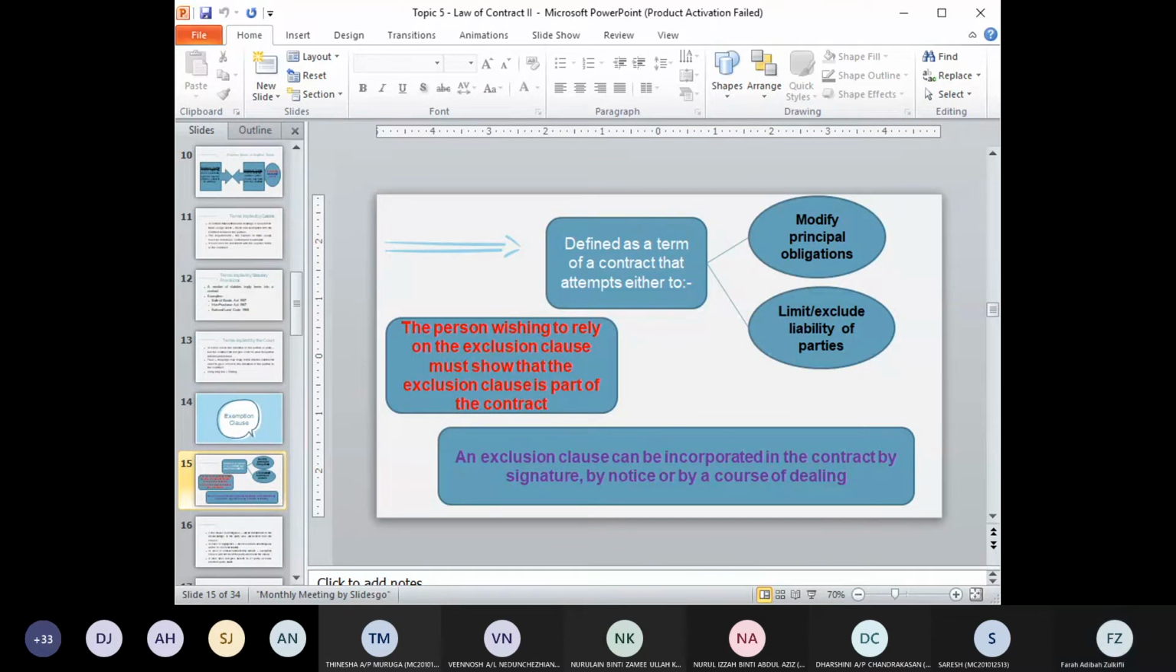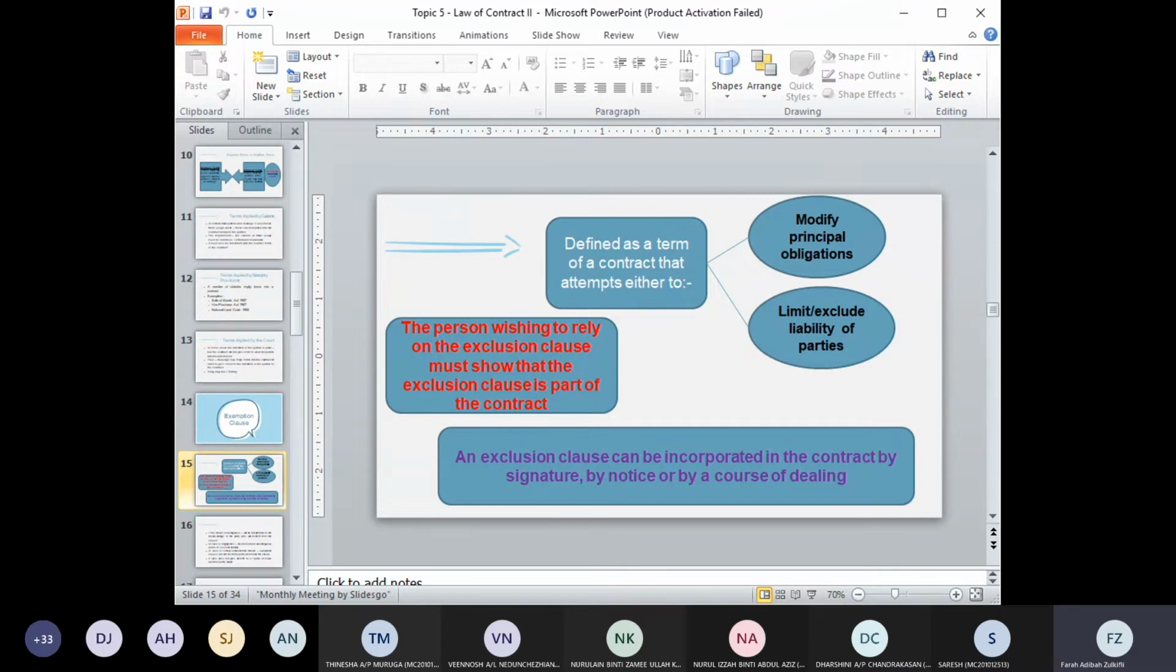So if you have an exemption clause in a contract and something happened, for example, if you are a car park operator and you have already put on your ticket that you are parking at your own risk, and something happened to the car and the car owner takes action against the car park operator, the car park operator, who is the person wishing to rely on the exclusion clause, must show that the exclusion clause is part of the contract.